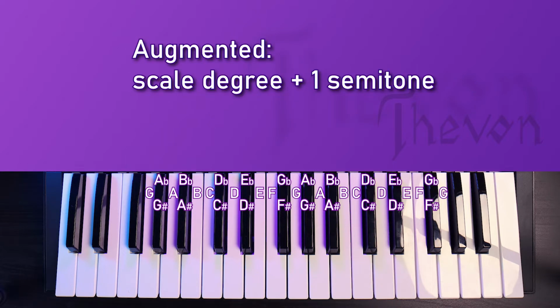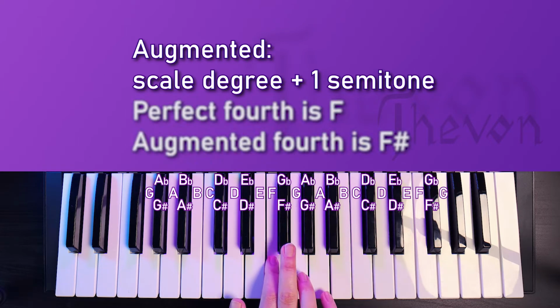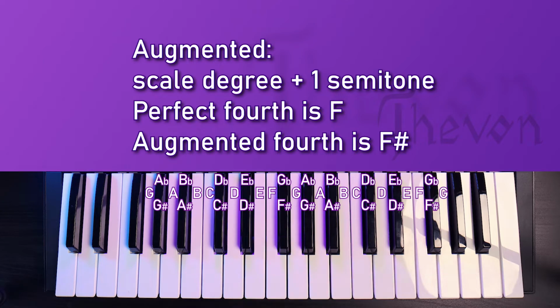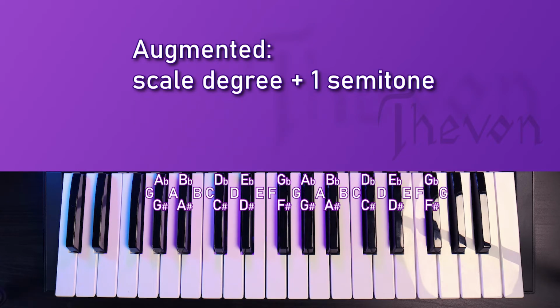We can also increase our scale degrees by one semitone. For example, the augmented fourth, which is F, increased by a semitone, looks like this. Another example is the augmented second, which is D, increased by a semitone, and it looks like this.